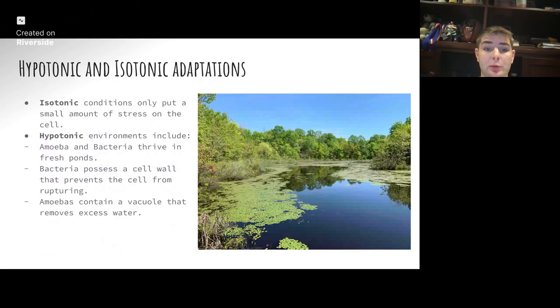Now we can look at hypotonic and isotonic adaptations. Isotonic conditions only put a small amount of stress on the cell. Moving on to hypotonic, their environments include amoeba and bacteria that thrive in freshwater ponds. Bacteria possess a cell wall that prevents the cell from rupturing. And amoebas contain a vacuole that removes all the excess water in the cell.